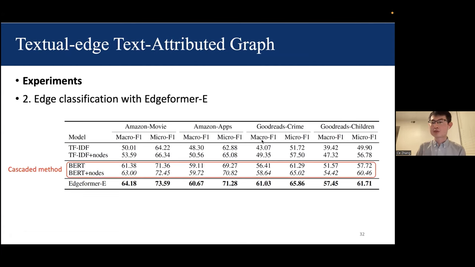So we compare the proposed model with this cascading method. The cascading method here uses a pre-trained language model for each individual edge, and then they do aggregation to capture graph structure. And there is still a significant improvement. And this improvement is because we use a nested architecture to further integrate both graph structure and textual data so that the resulting embedding is a unified embedding.